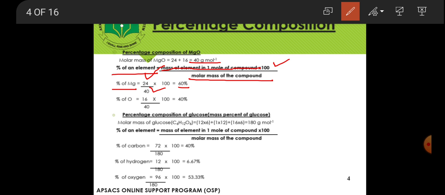So what is the percentage of oxygen in magnesium oxide? The mass of oxygen in 1 mole of magnesium oxide is 16 gram. The molar mass of magnesium oxide is 40 gram per mole, multiplied by 100. So the percentage of oxygen by mass is 40%. So this is the way to calculate the percentage composition of magnesium oxide.